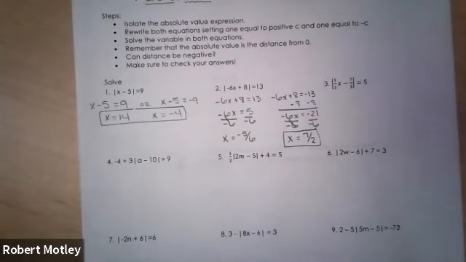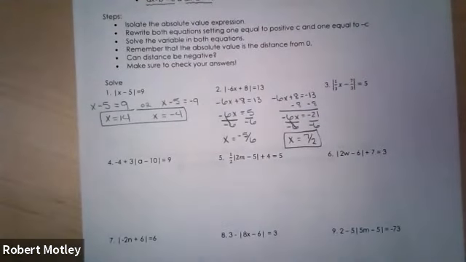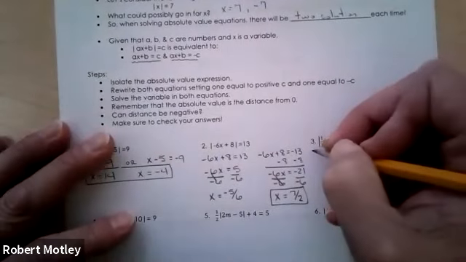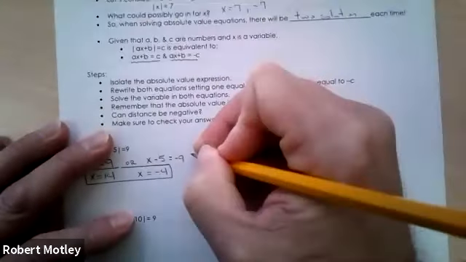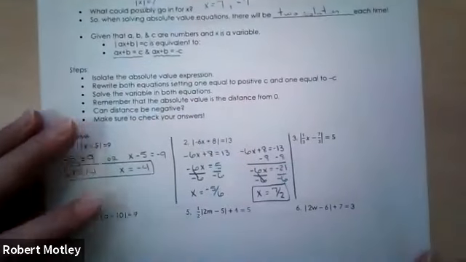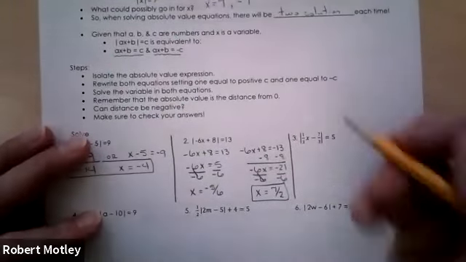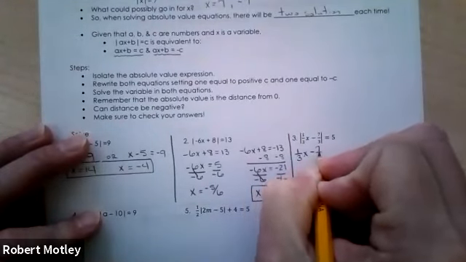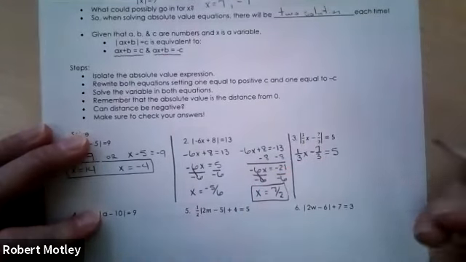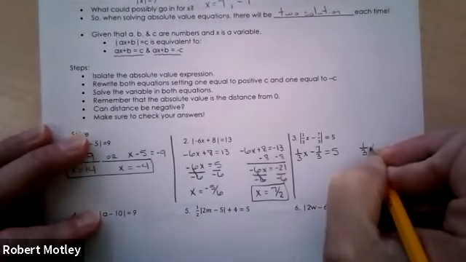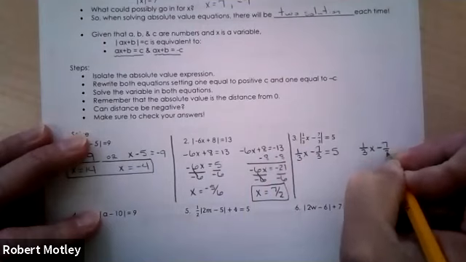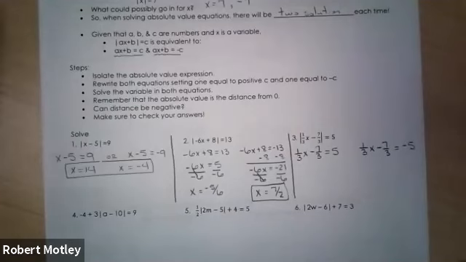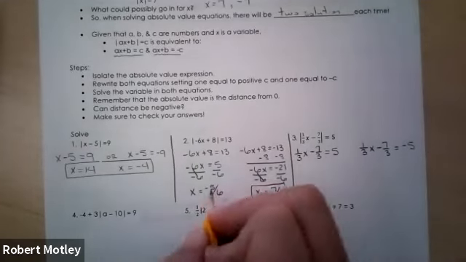All right. Same thing over here. Just because they're fractions, do I do anything any differently? Not at all. Okay. So I'm going to set up my two cases. The first one would be 1/3 x minus 7/3 is equal to 5. The other one's going to be 1/3 x minus 7/3 equals negative 5. All right. And then same thing, we're just going to do our math.